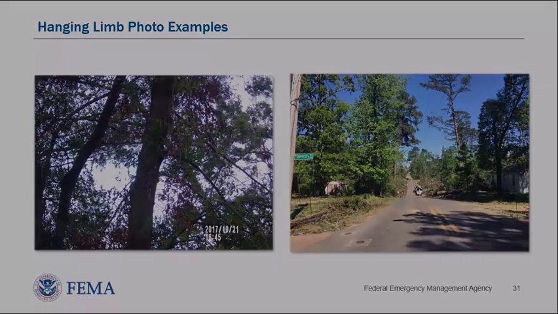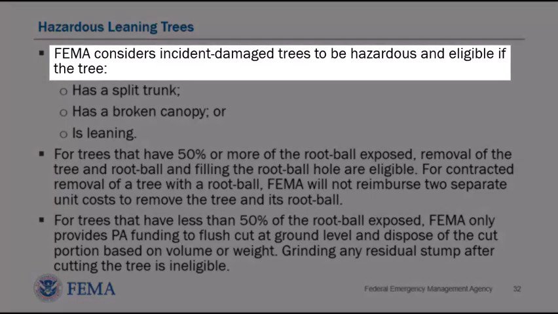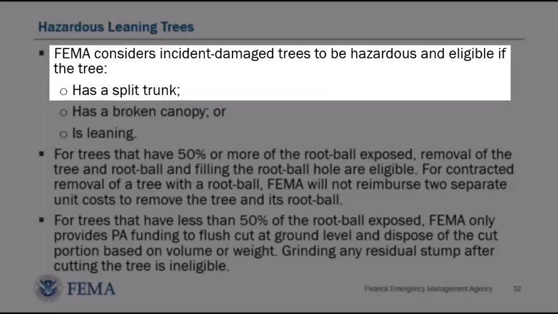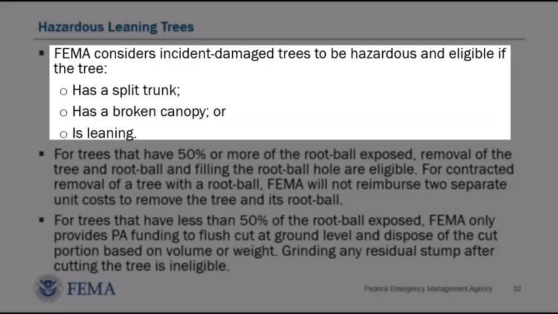So now we've moved on from hanging branches and we're talking about leaning trees. And the three big things to remember for leaning trees, often just referred to as leaners. Number one, does the trunk have a split? Two, is the canopy broken? And three, is the tree leaning? If you answer no to all three of these things, then the tree is not considered hazardous. But if you answer yes to any one of them, then the tree is considered a hazard.